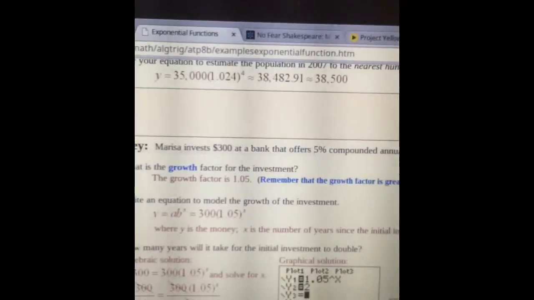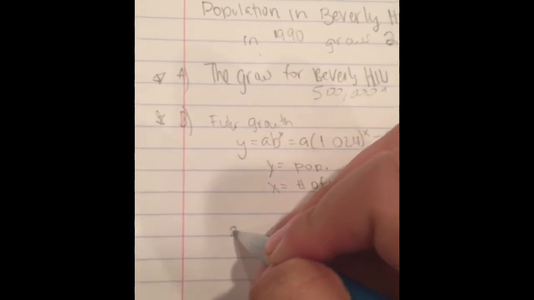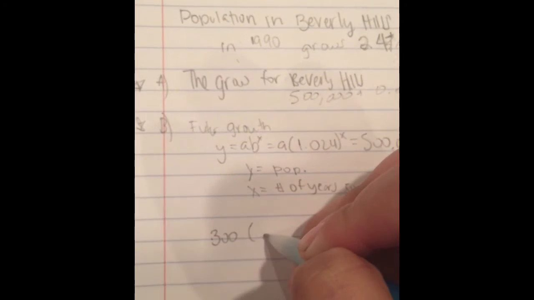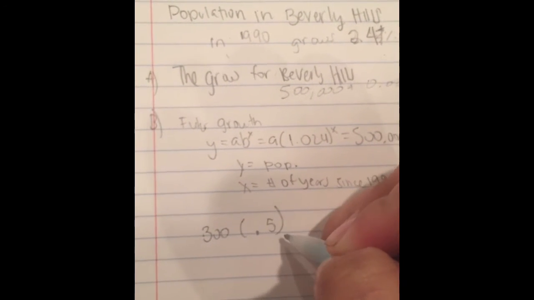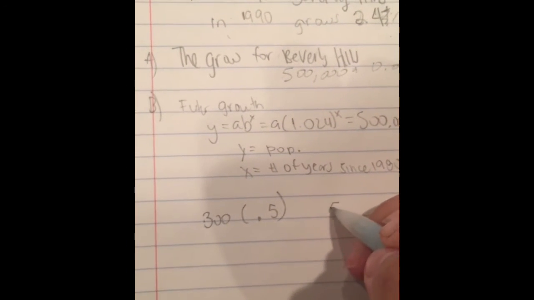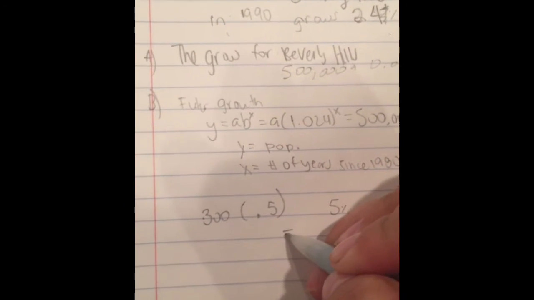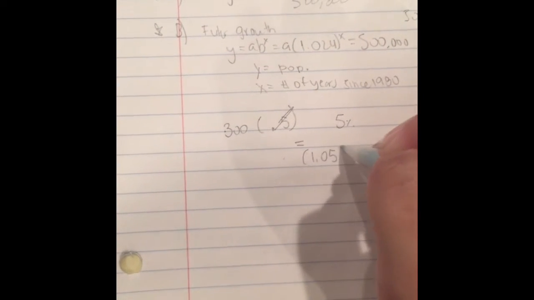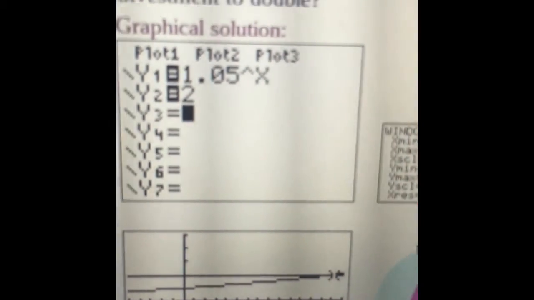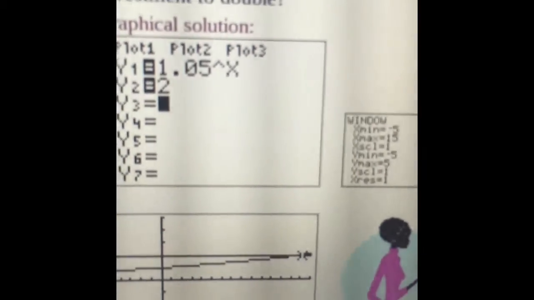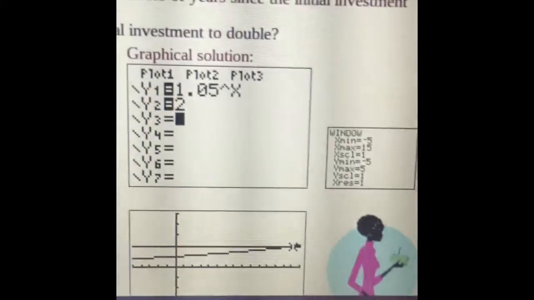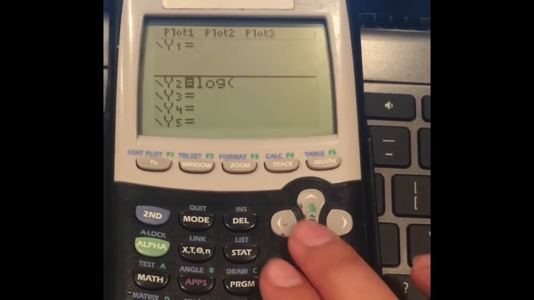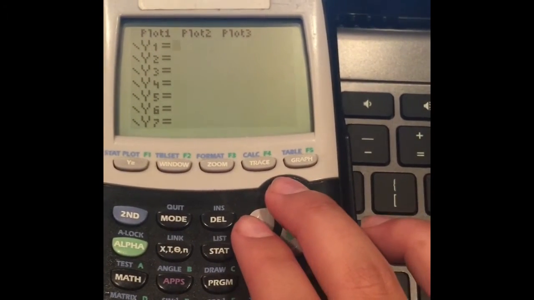So if Marissa invests $300 in a bank that offers 5% compounded interest, then the way you would set this up is you do 300 times 1.05. If you're solving this on your calculator, you press Y1 on your calculator and then you plot 1.05 to the power of x. So you would press Y equals, and then you would plug in the variables that follow.